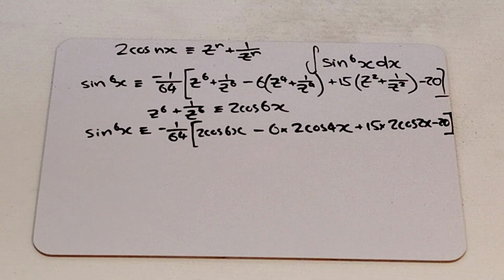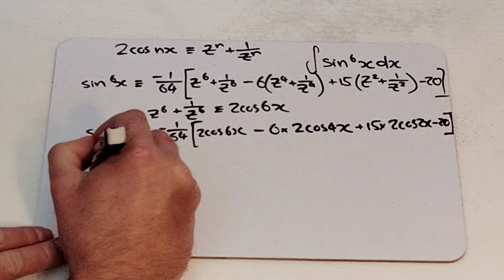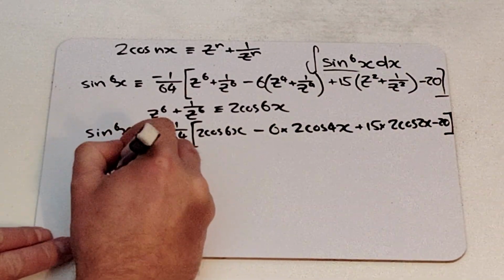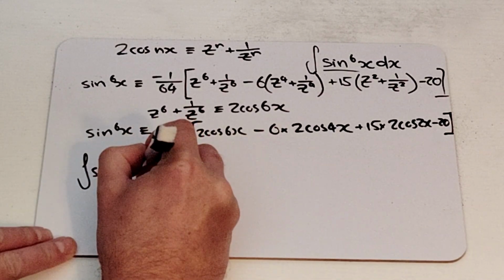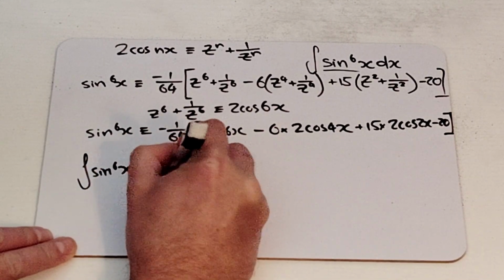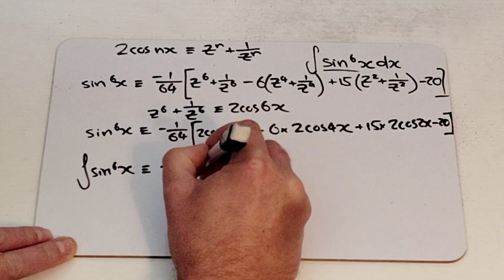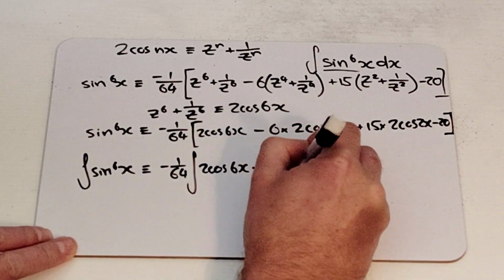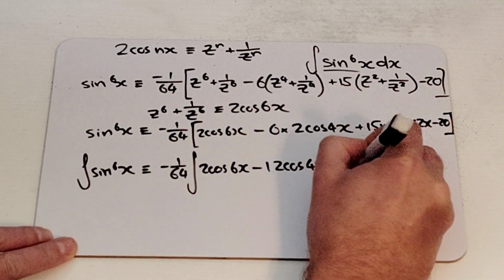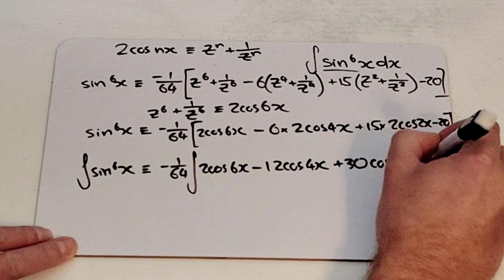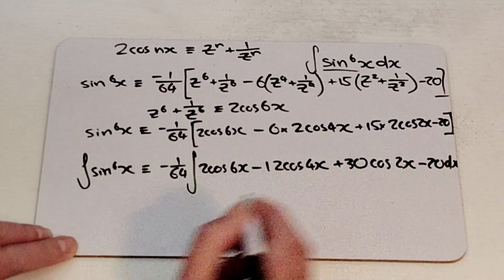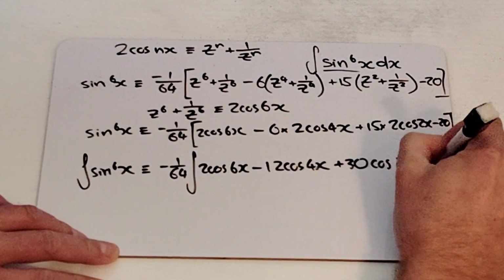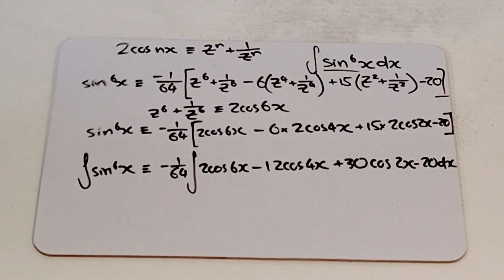Okay, so we can now multiply that through and we can go ahead and perform our integral. How I would do this would be to have my integral now, which is what we had at the top. So the integral of sine to the 6x is in fact going to be equivalent to negative 1 over 64 times the integral of 2 cos 6x minus 12 cos 4x plus 30 cos 2x minus 20 dx. Again, I keep running out of room at the end here, as is to be expected with such a long integral.